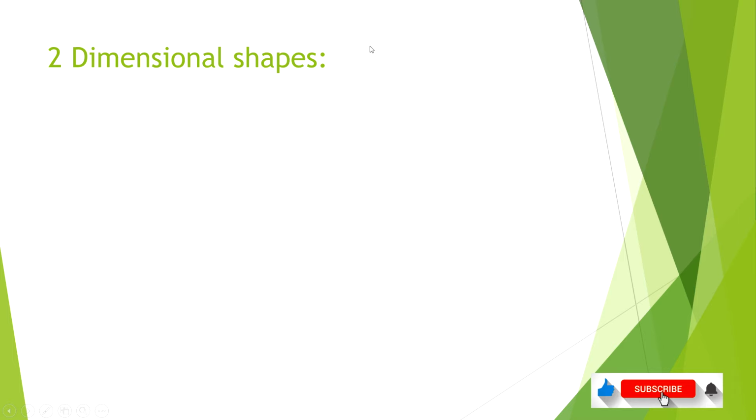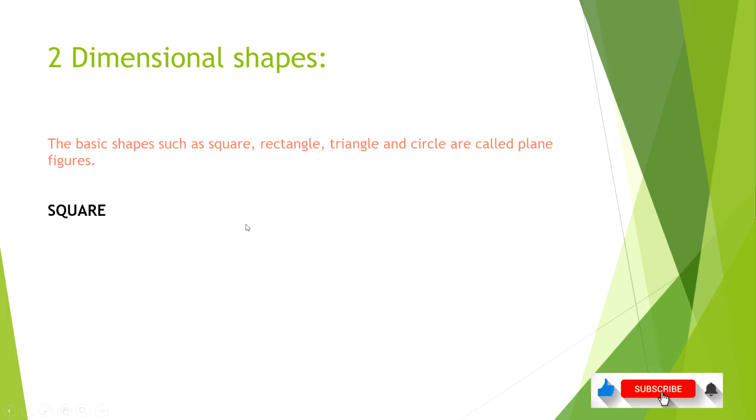We call these shapes two-dimensional shapes. We call them basic shapes, like square, rectangle, triangle, and circle, and these are all plane figures. So two-dimensional, plane figures, and very basic shapes. The meaning of every terminology is different, but if someone says two-dimensional shape, you can easily understand we are talking about square, rectangle, triangle, circle, parallelogram, and other figures.